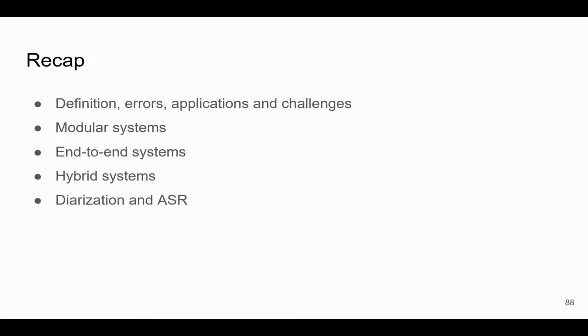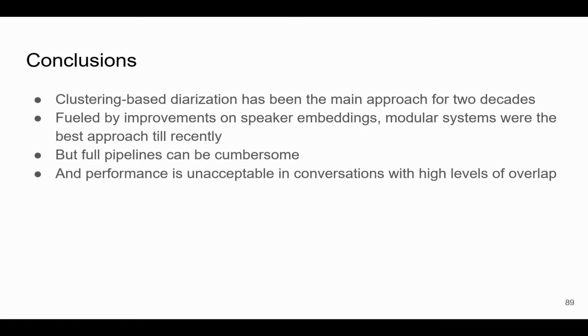And so to recap, we are coming to an end. To recap the presentation, we discussed what diarization is, and what the challenges are. We discussed the modular systems, end-to-end, hybrid, and then these recent trends combining diarization and ASR. So some conclusions to summarize. Well, we know clustering-based approaches, modular systems, have been around for a long time. The improvements in speaker embeddings have been huge over the years, and that improved the models a lot. But then it got to a point where overlaps became the main problem.